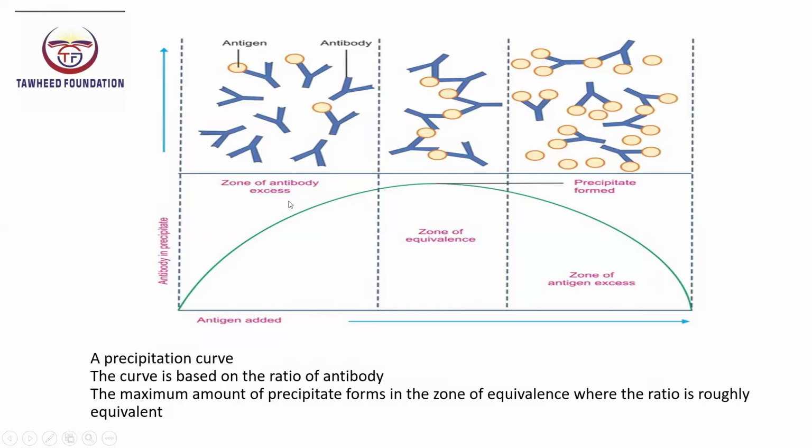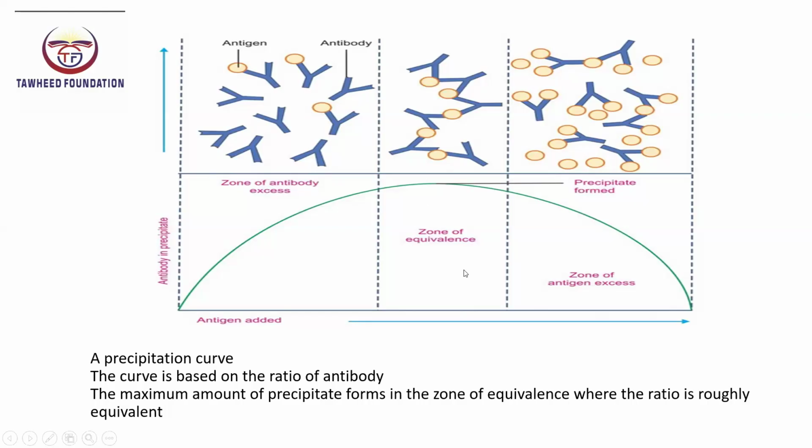antibody excess. Here, each antigen molecule is surrounded by antibody molecules because there are too many antibodies and not enough antigen molecules to cross-link them. Large lattices cannot form and therefore very little or no visible precipitate is produced. So in this region, antibody is in excess, small soluble immune complexes form, and little or no precipitation is seen.